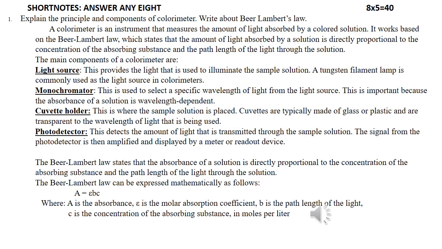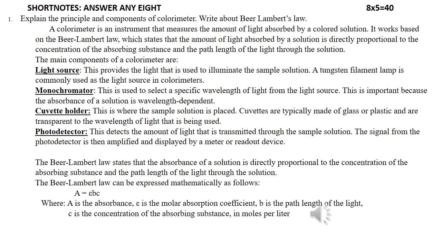A colorimeter is an instrument that measures the amount of light absorbed by a colored solution. It works based on the Beer-Lambert law, which states that the amount of light absorbed by a solution is directly proportional to the concentration of the absorbing substance and the path length of the light through the solution.